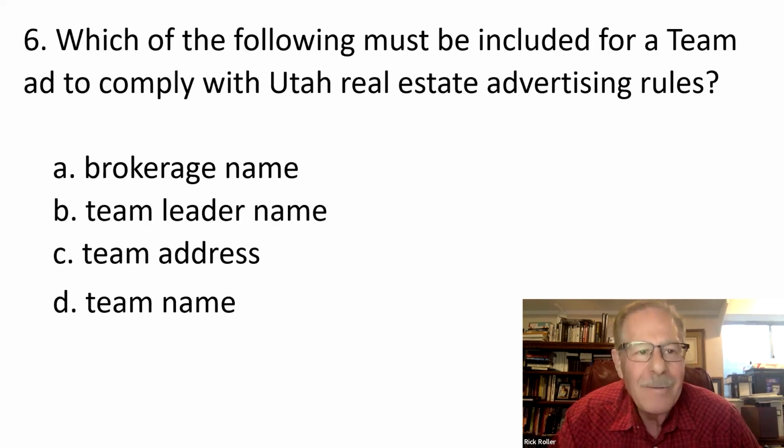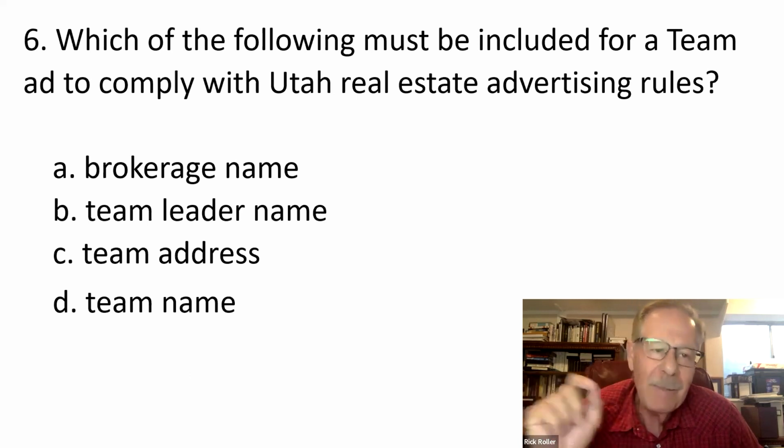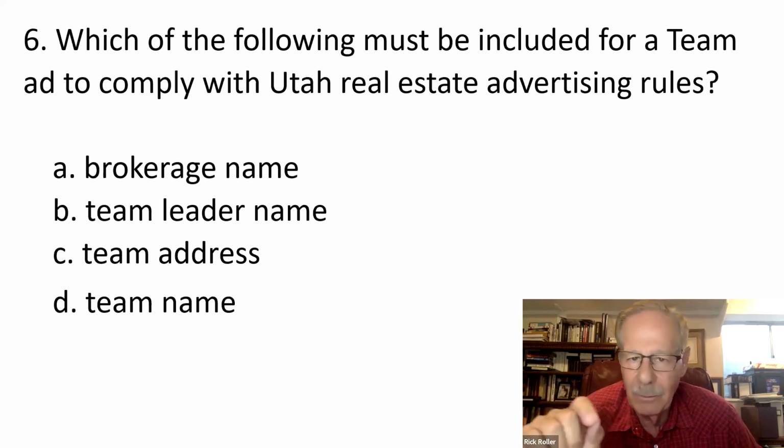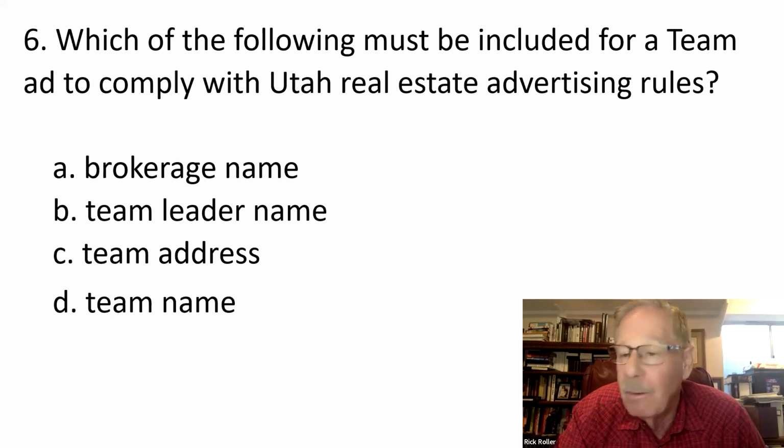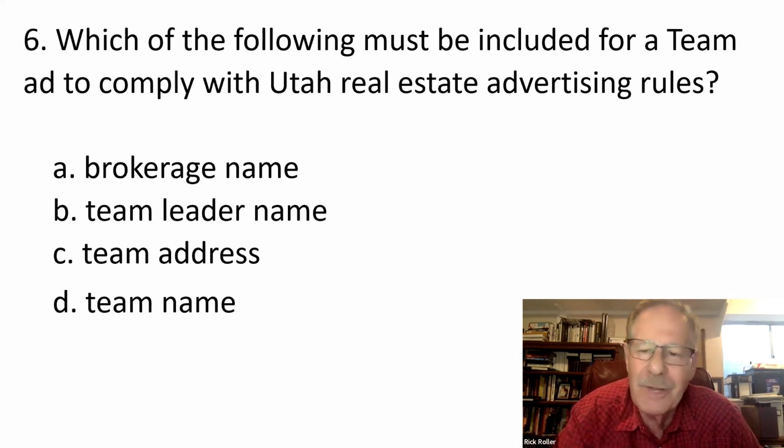Here we go. Which of the following must be included for a team ad to comply with Utah real estate advertising rules? Okay. Brokerage name, team leader name, team address, team name. B, C, and D all have a commonality. And if you sucker for one of those, a pox will fall on your home, okay? Because the right answer is A, the brokerage name.